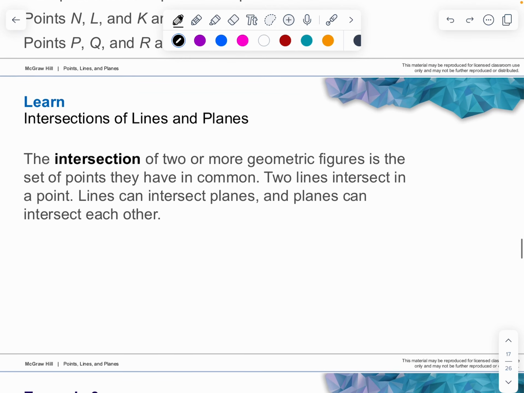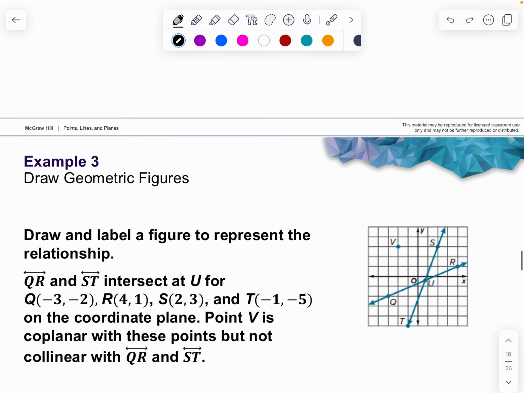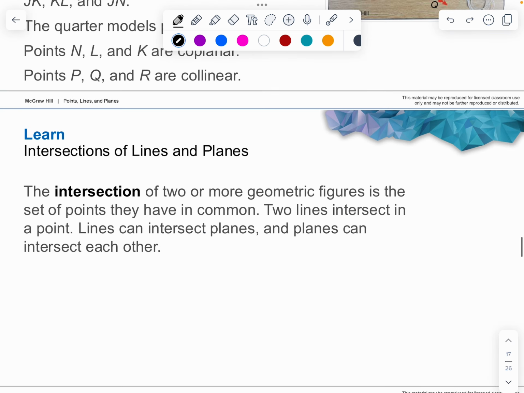Good. Okay. Now let's talk about intersections. The intersection of two or more geometric figures is the set of points that they have in common. Two lines intersect at a point, and lines can intersect planes, and planes can intersect each other. This is not written down, but I would recommend you write this down somewhere.